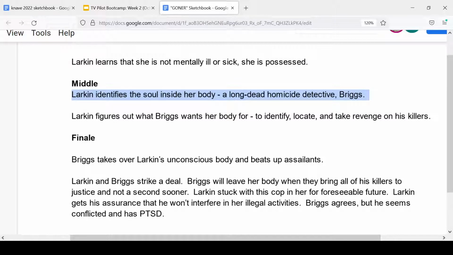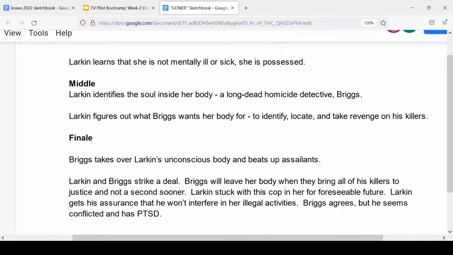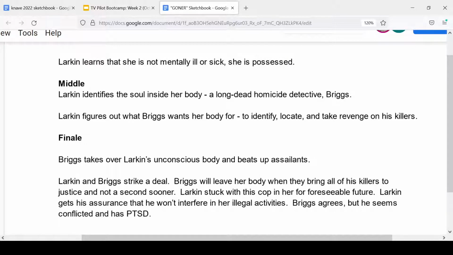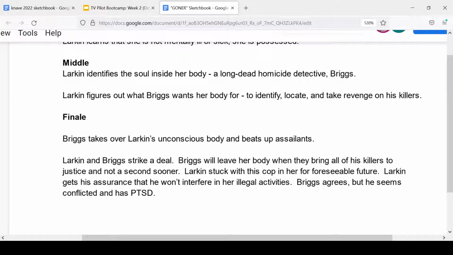So she identifies the soul in her body, a long dead homicide detective. Okay, that could be some fun premise scenes right at the top of Act 2, where she's in her apartment trying to figure out a way to communicate with him. Can you hear me if I'm talking? Can I hear you if you're talking? Just figure out how to speak with him in general. She figures out what Briggs wants her body for, to identify, locate, and take revenge on the killers.